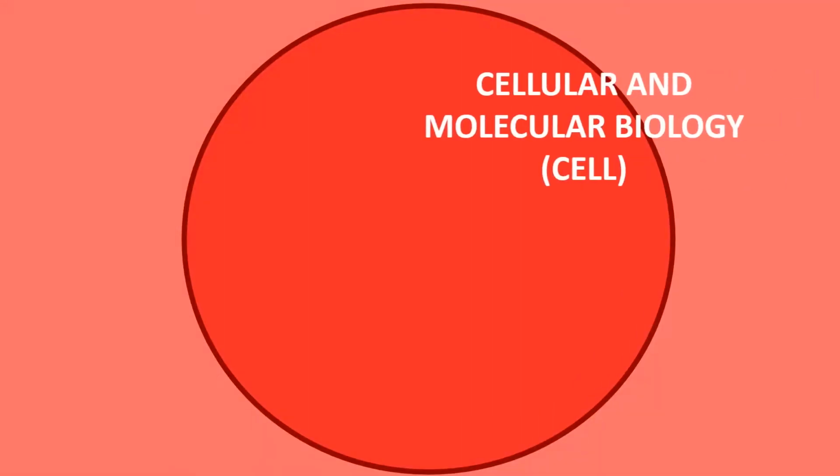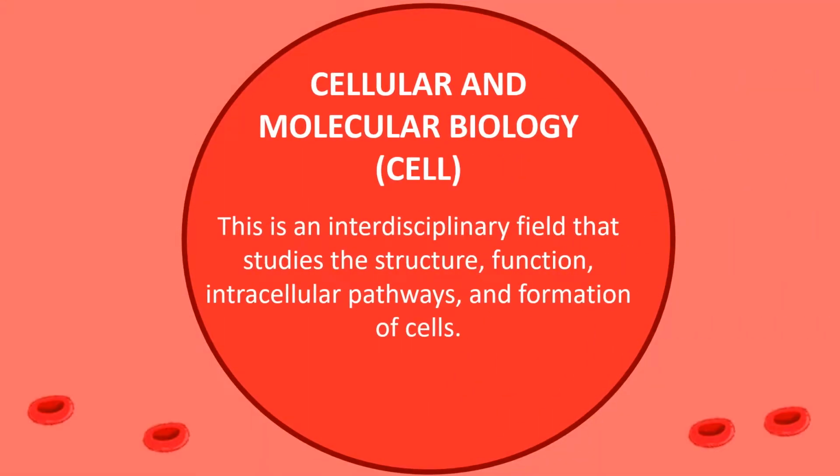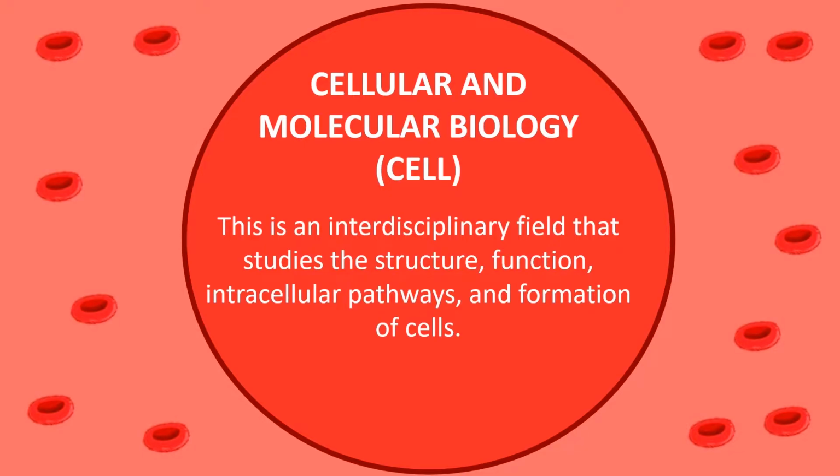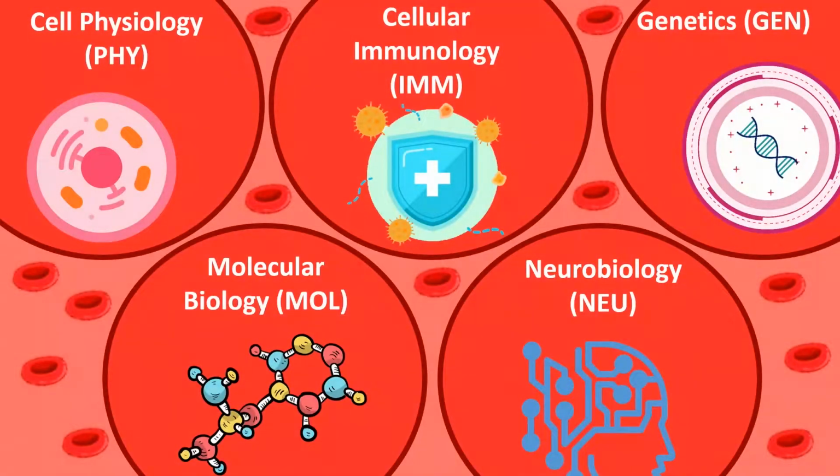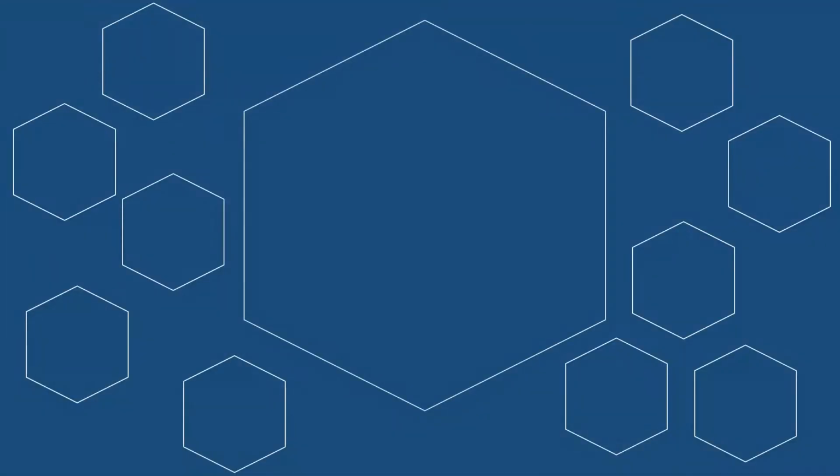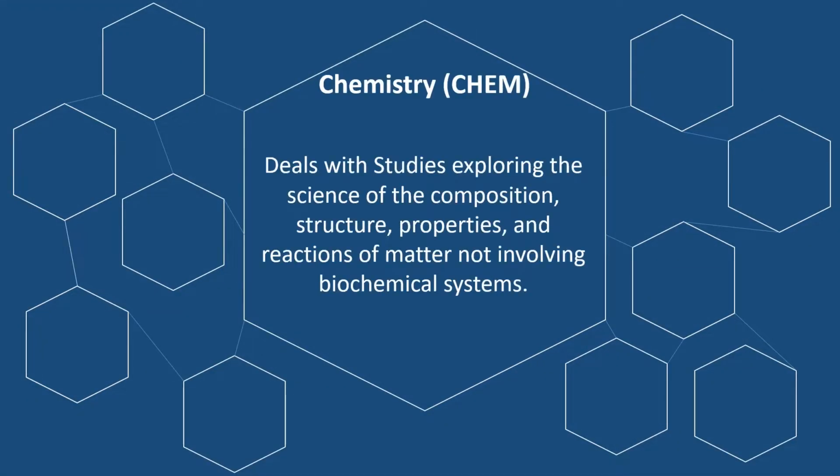For our next category, that is cellular and molecular biology. Cell structure, condition, molecular process, and development are all investigated in this multidisciplinary field. In this category, these are the subcategories included. As an example, in molecular biology, antibodies help the body defend itself by binding to certain foreign particles such as viruses and bacteria.